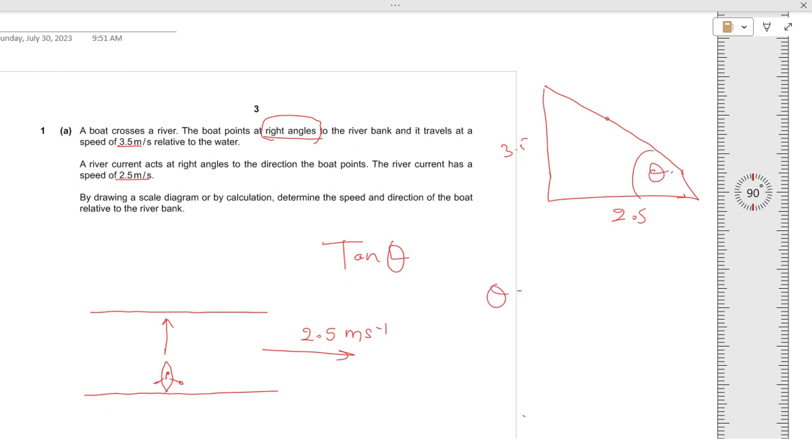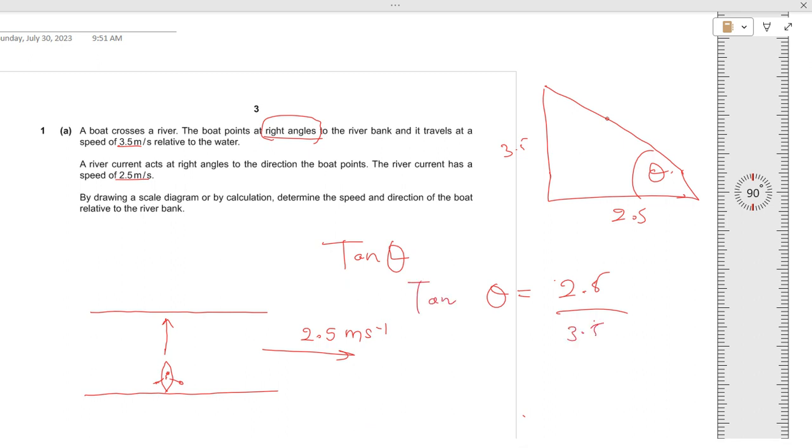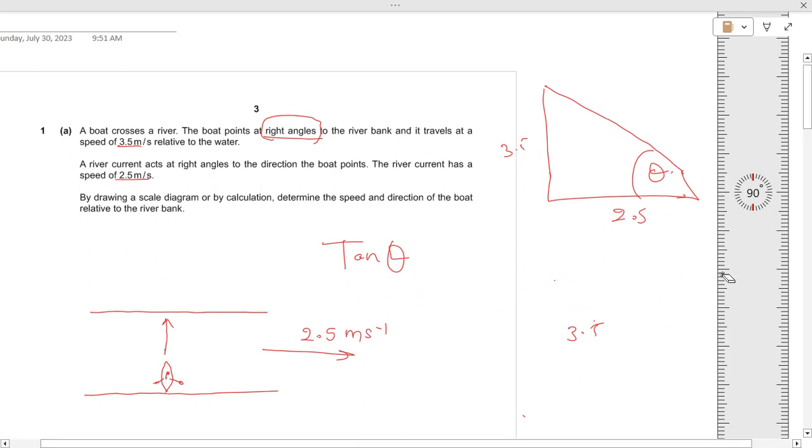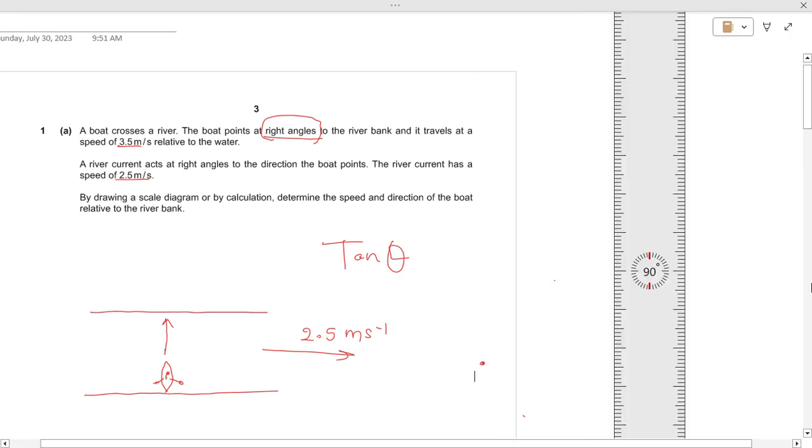Theta. Tan theta equals opposite over adjacent, 2.5 divided by 3.5. This is tan theta, right? You can do the calculation, or else you can draw a scale diagram. Let's try the scale diagram. I want to show you how to draw it.